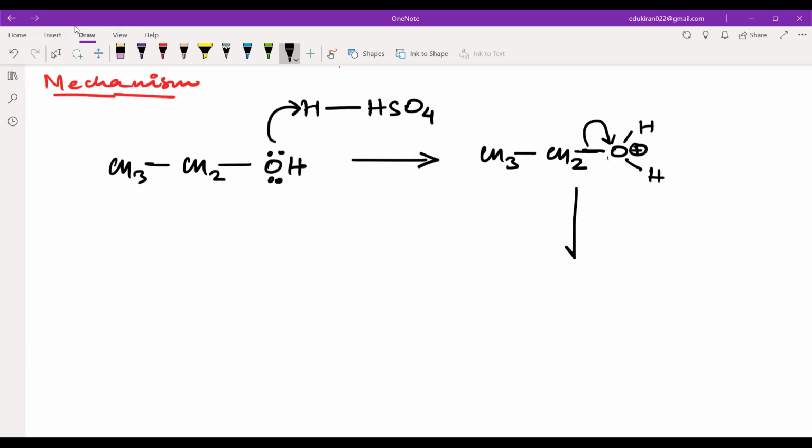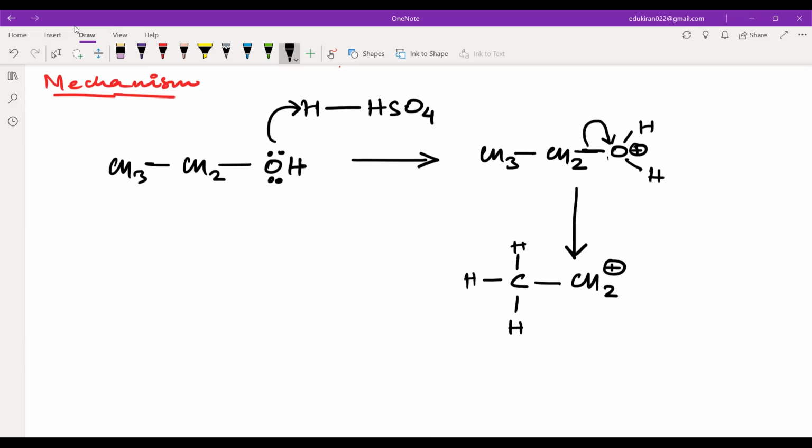In the next step, you will be forming CH3CH2. And what will be the charge here? Positive, right? Because we have taken the electrons. Now, this particular molecule, you can expand the structure here like this: carbon, it has 3 hydrogens.